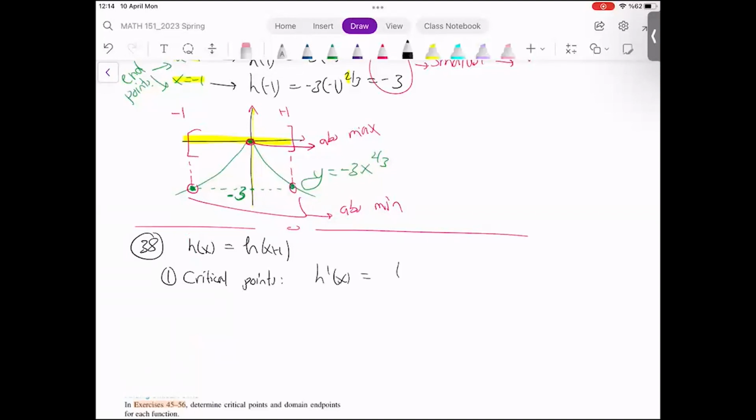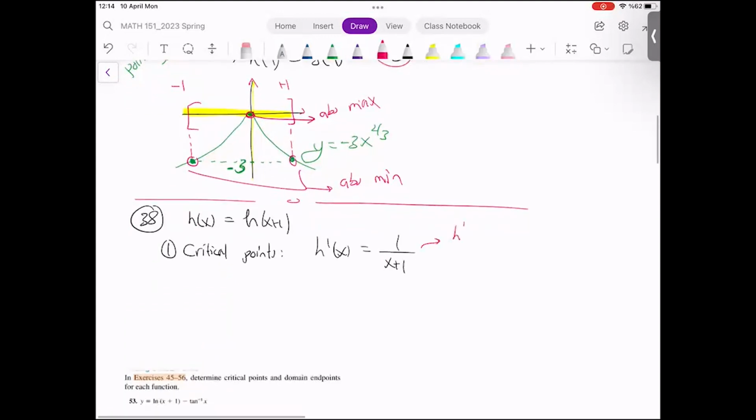The first derivative of this function is 1 over (x+1), right? So is the first derivative 0 at any point? Impossible, because the numerator is 1. No point coming from here. Is it undefined for some point? Yes, look at the denominator. The denominator becomes 0 at x equals -1.